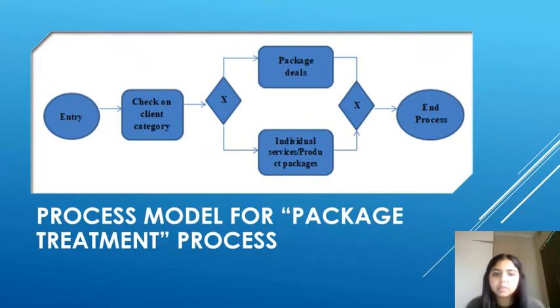So here we have the process model for the package treatment process. Here we have a BPMN model. So we have entry. When the customer enters, we check the client category, whether they belong to new or existing. Then we have an XOR gate ahead. We have two packages here. One is the package deal and the other is individual service product packages.